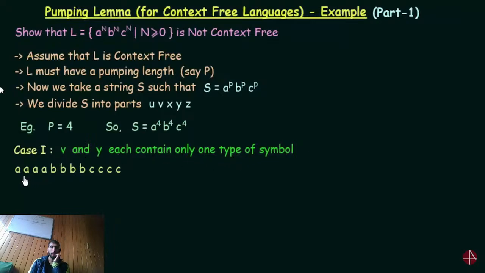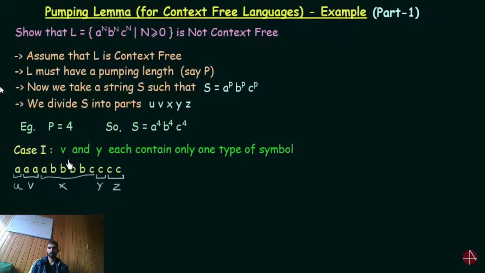So let's see. I will take these two A's. This part will be my V. And then I will take this C over here, just this one C, and this will be my Y part. So what will be the remaining ones? This A over here is my U, and from this A, B, B, B, B, up to this C, this is my X. And these two C's over here are my Z. So I have divided my string into U, V, X, Y, and Z.